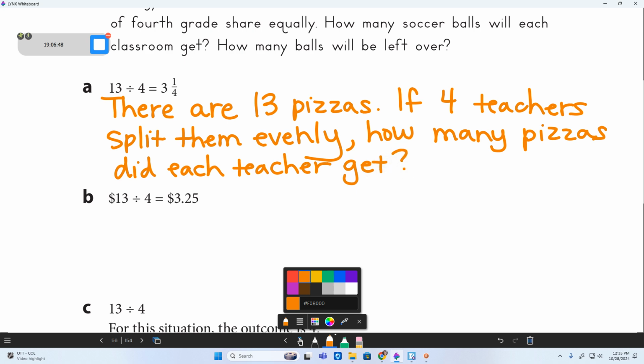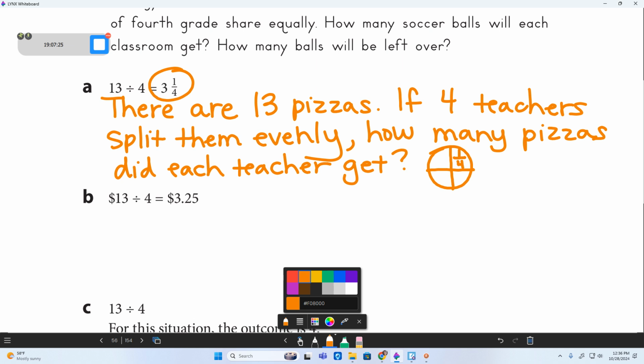And again, the answer is 3 remainder 1, but we're going to change it to a fraction. So imagine every teacher gets 3 pizzas, yay! But there's 1 pizza left over. Are you going to throw away a pizza? No, no, you're not. You're definitely going to split that pizza into pieces. So I want you to imagine that 1 pizza left over, and you really could split it like this. So each classroom, each teacher will get another fourth of a pizza, okay?